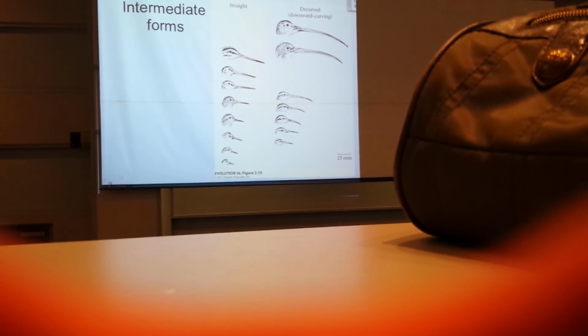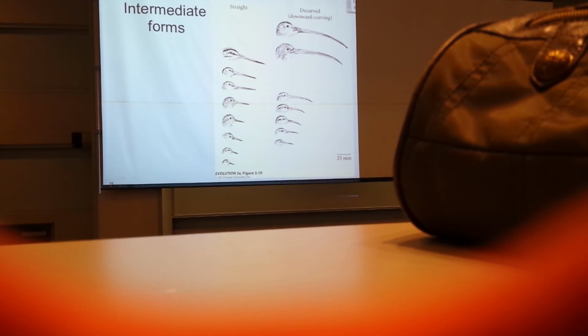Okay. So intermediate forms, more evidence. Evolution rarely jumps all the way from this organism all the way to this organism. In fact, we find that there are a lot of intermediate forms in between.